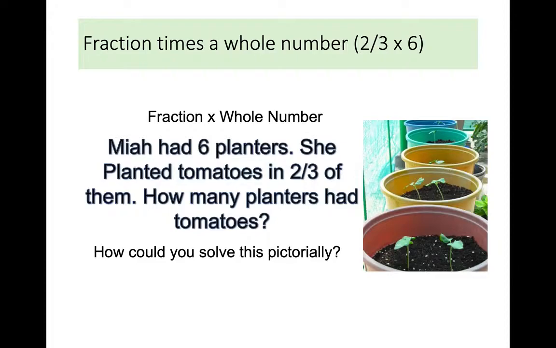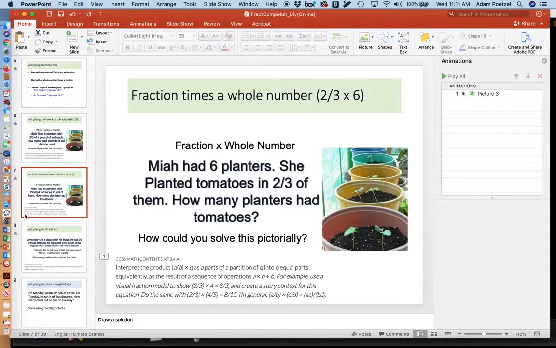So for example, let's change that problem just a bit. Suppose Mia had 6 planters, and she planted tomatoes in 2/3 of them. How many planters had tomatoes? So same numbers, but a different problem. Can you take a second and draw that out and see what that would look like if you drew a visual for this? All right, well, let's see what you did here, and we'll take a look at one possible way of looking at that here as well.